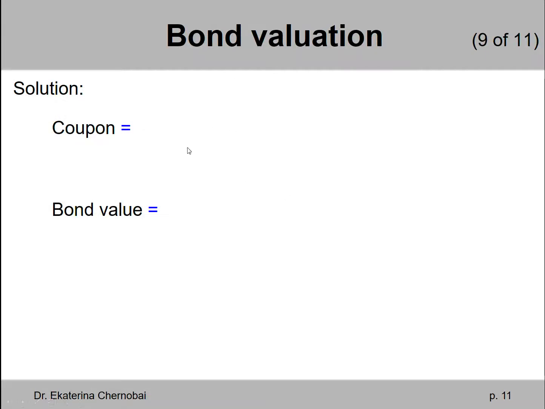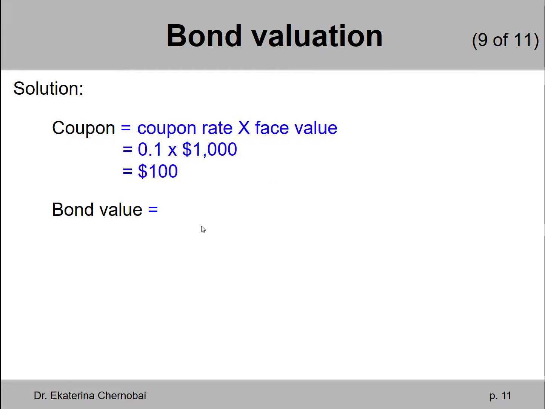Okay, so the coupon amount is always calculated the same way. You take the coupon rate and you multiply it by the face value. Both are given: 0.1 coupon rate multiplied by $1,000 face value. That gives the annual coupon amount of $100. And we now have everything we need to compute the bond value.